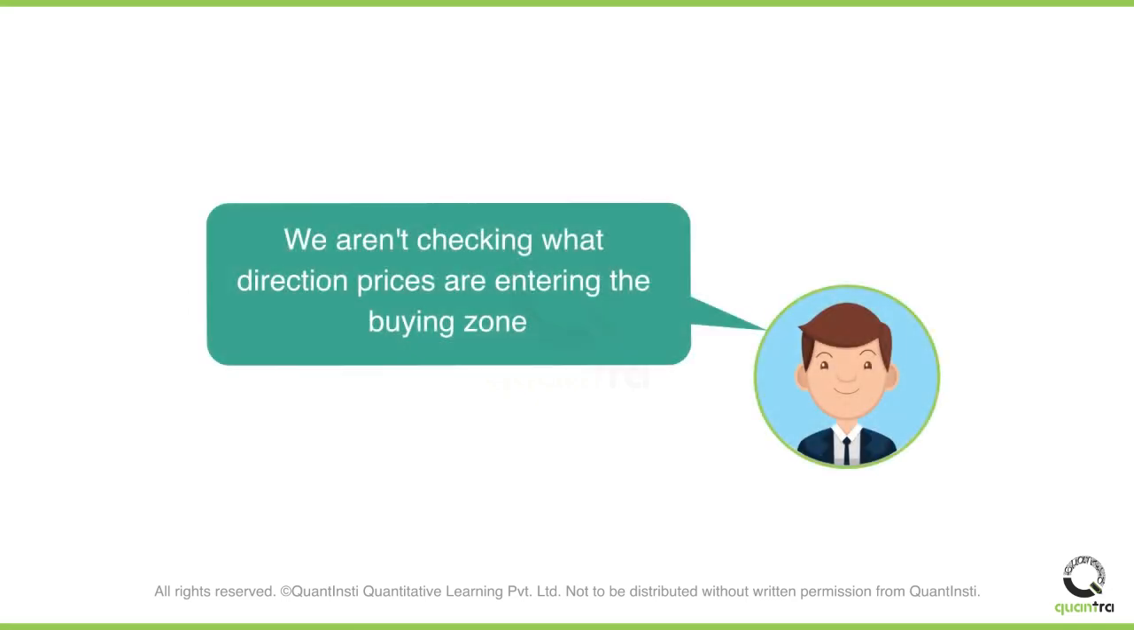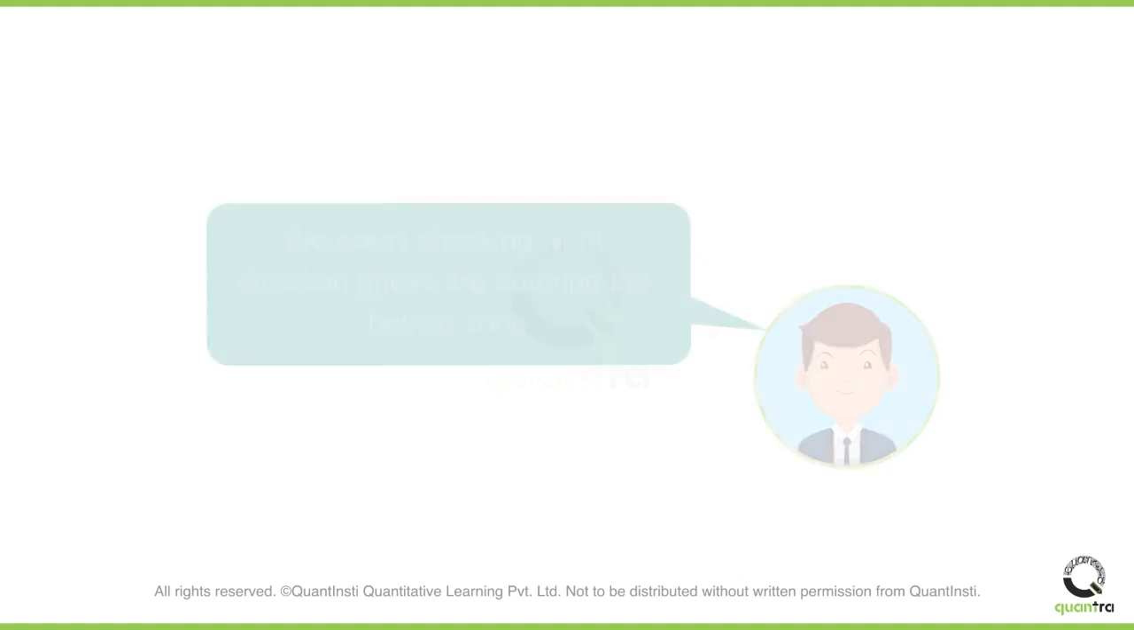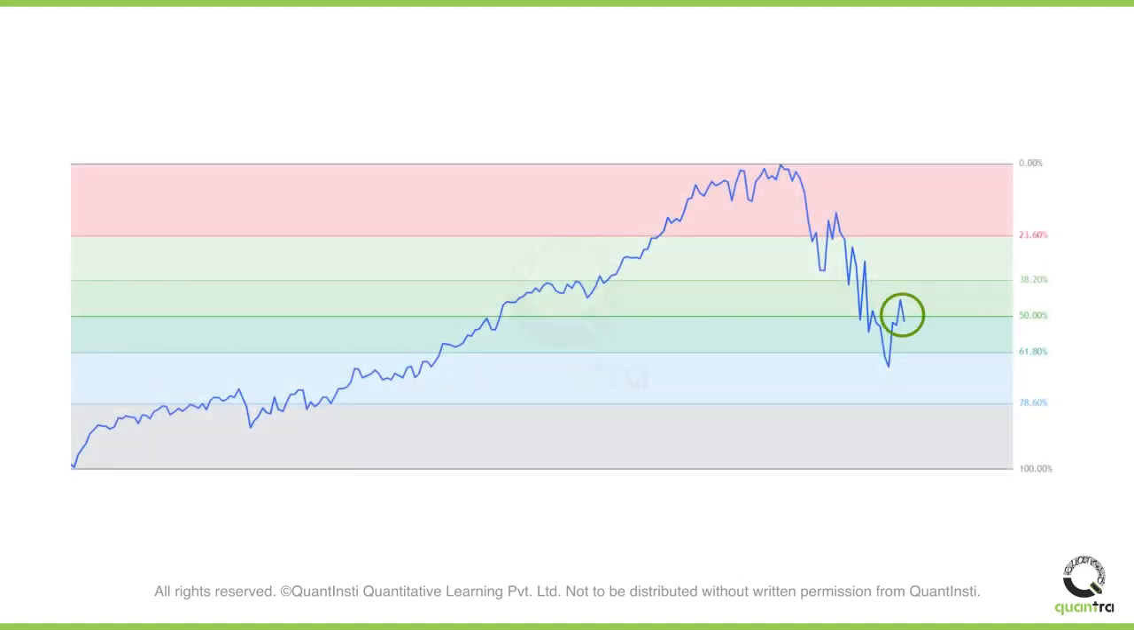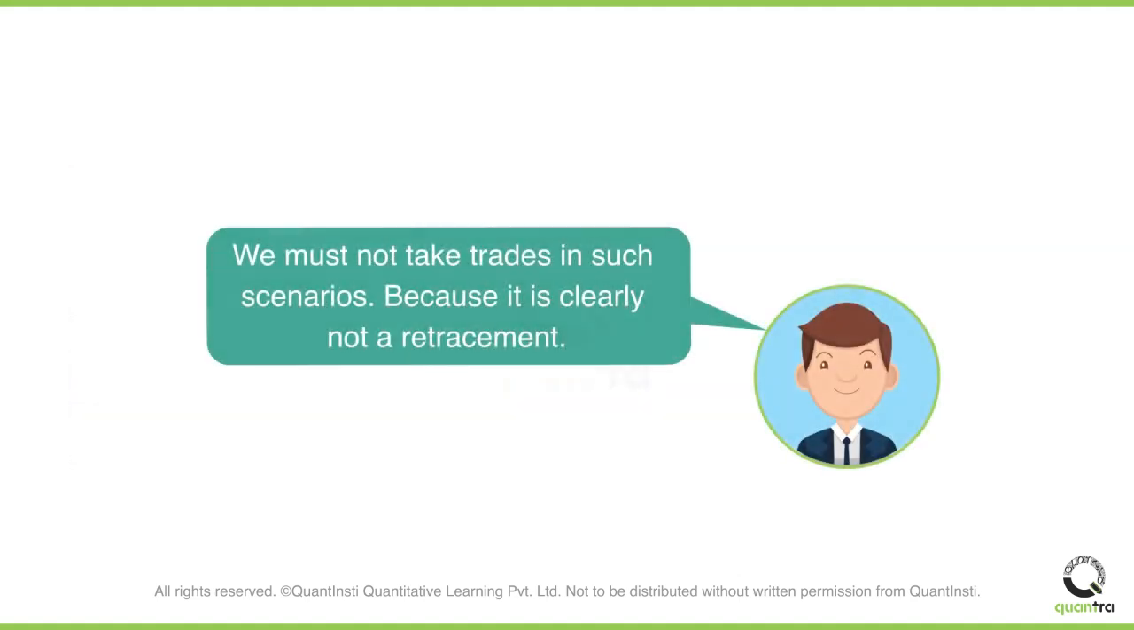So far, a limitation in our strategy is that we aren't checking the direction from where the prices could possibly be entering the buying zone. For example, during an uptrend, based on our existing conditions, the prices could also enter the buying zone from below. We must not be trading on such scenarios because it is clearly not a retracement. So how can we solve this problem?